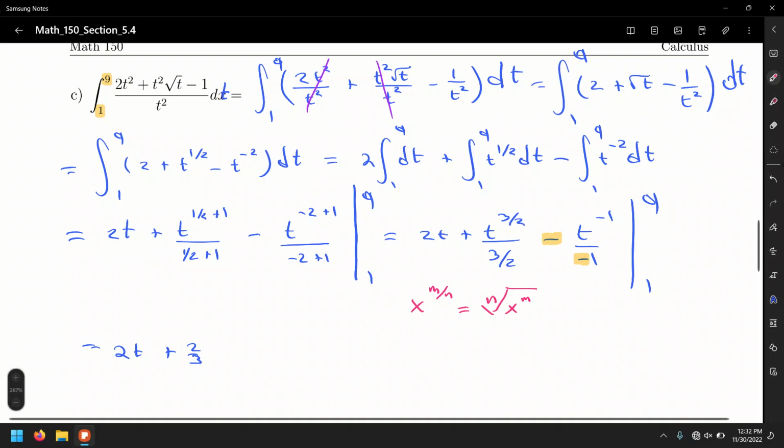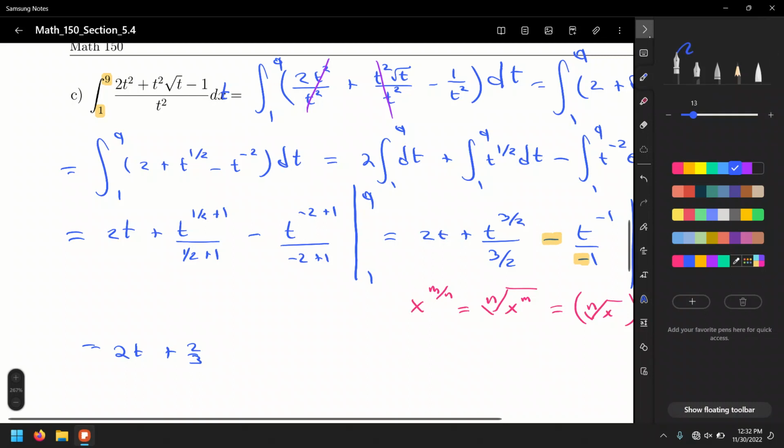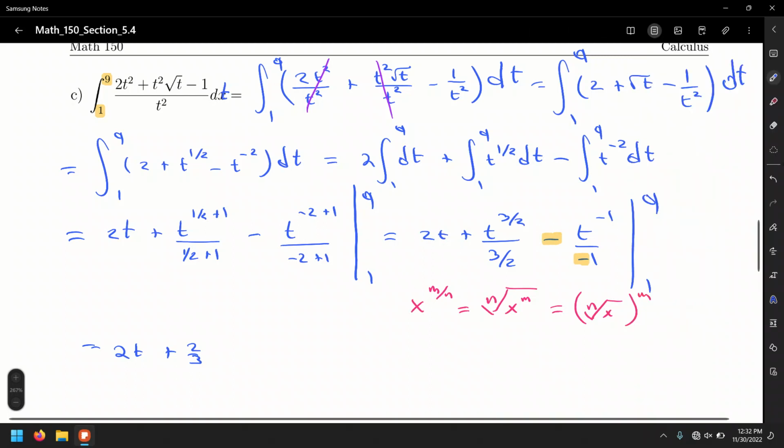However, there is a second version of this, and the other version is the nth root of x, the whole thing being raised to the m power. I'm going to use this version because it's very convenient. The reason is that in this case we will essentially evaluate the square root of x, the whole thing cubed.